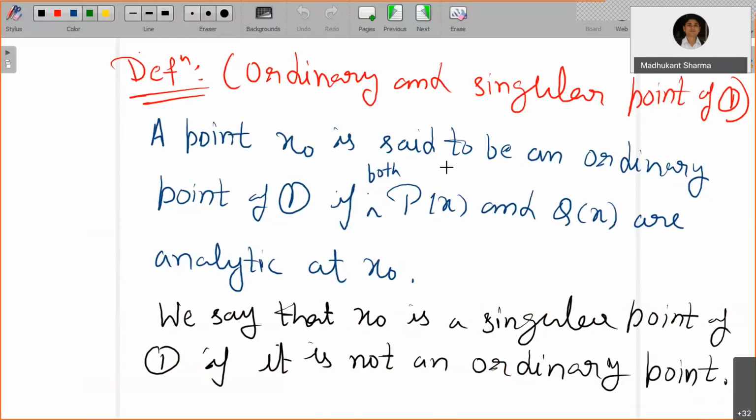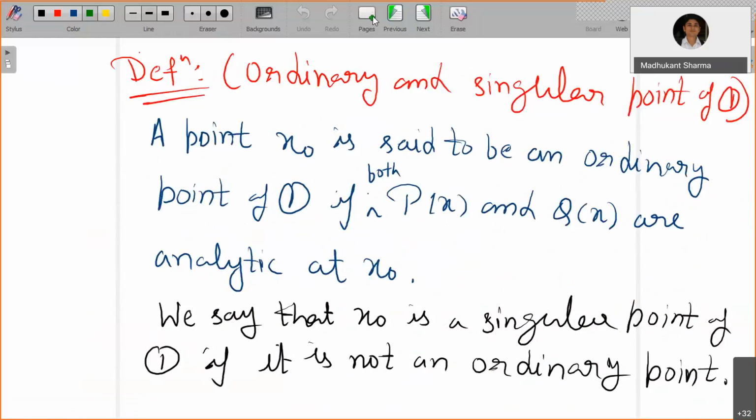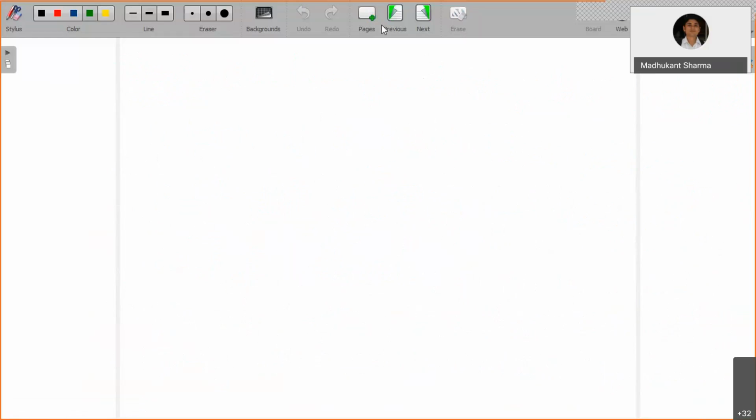A point x naught is said to be an ordinary point of equation 1 if both p(x) and q(x) are analytic at x naught. We say that x naught is a singular point of 1 if it is not an ordinary point. Right, so let's take one example here.